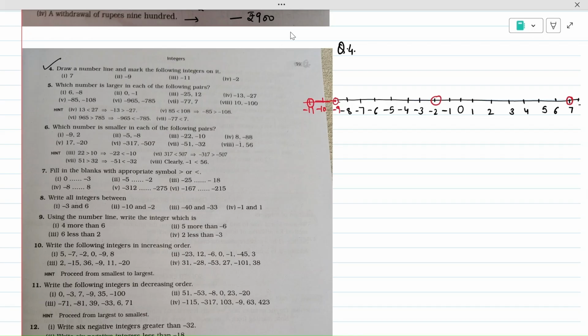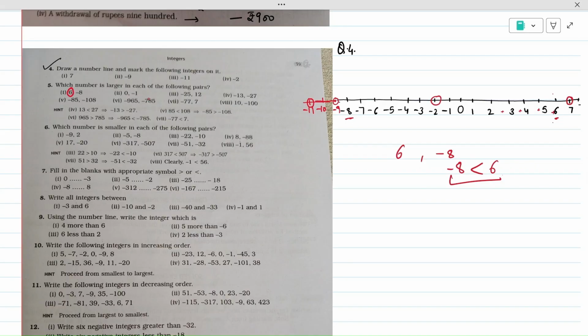Question, I am circling the one which is larger in red because we have to find the number which is larger. So between 6 and minus 8, we know that minus 8 is here on the left of 0, 6 is here. It's a positive number. This is plus 6. All these are positive numbers, right? So positive number is always greater than the negative number. So this means 6 is greater.